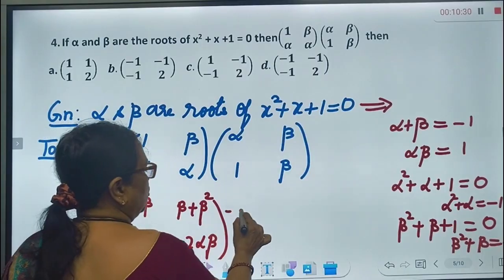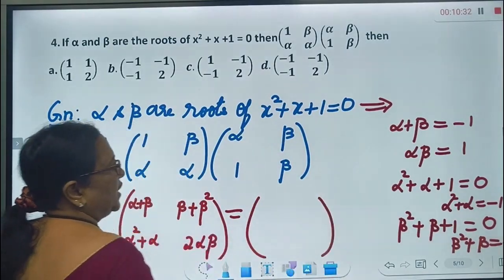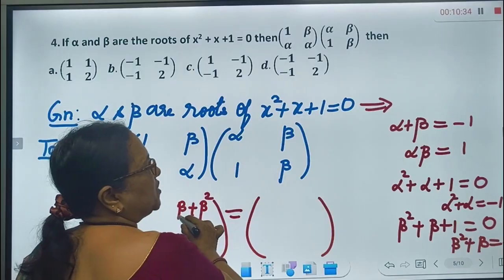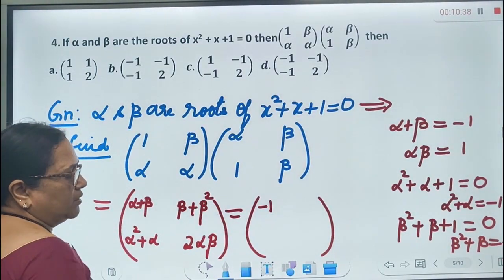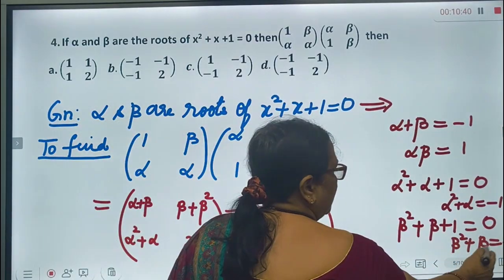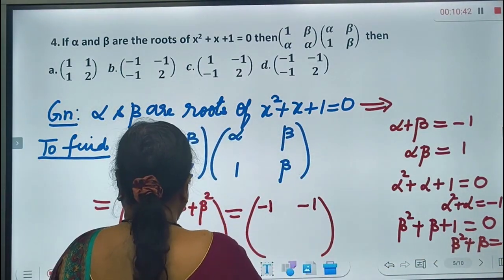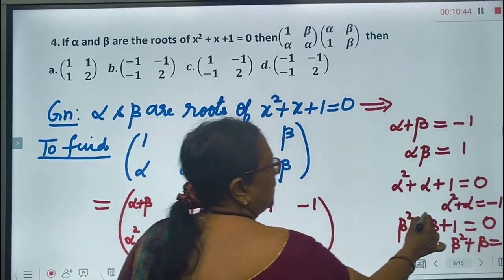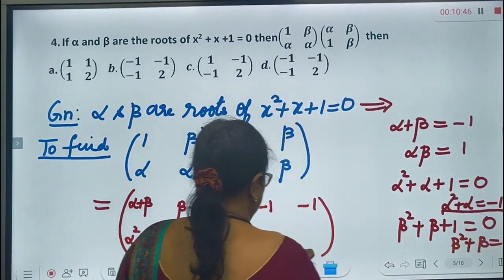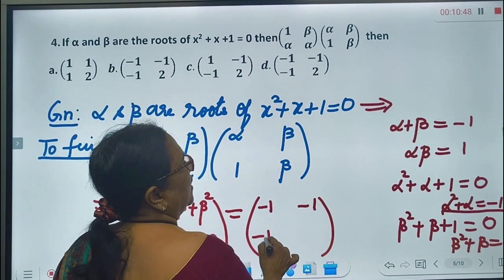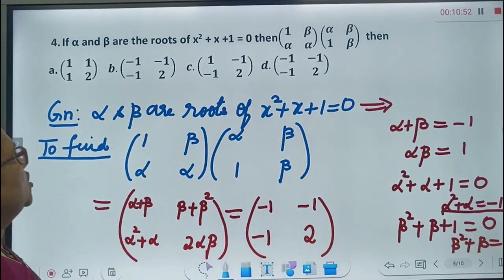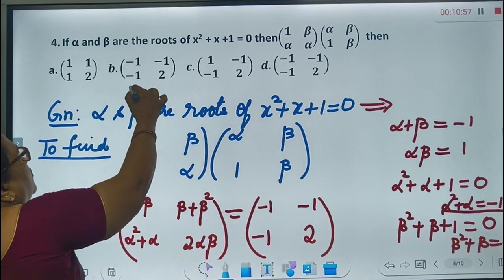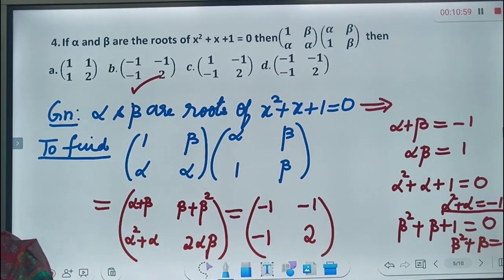Now will you make use of all this? So what will we get? Alpha plus beta is minus 1, beta plus beta square is minus 1, alpha square plus alpha is minus 1, and 2 alpha beta, alpha beta is 1, so 2 into alpha beta is 2. So what is the correct answer? Minus 1, minus 1, minus 1, 2. So this is the correct option.